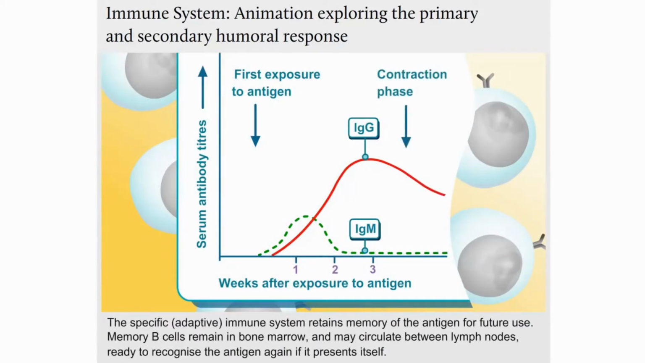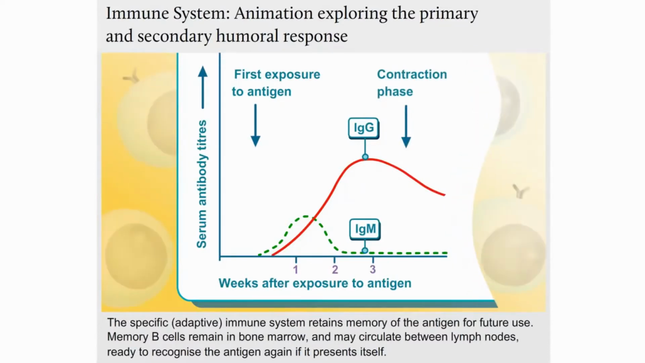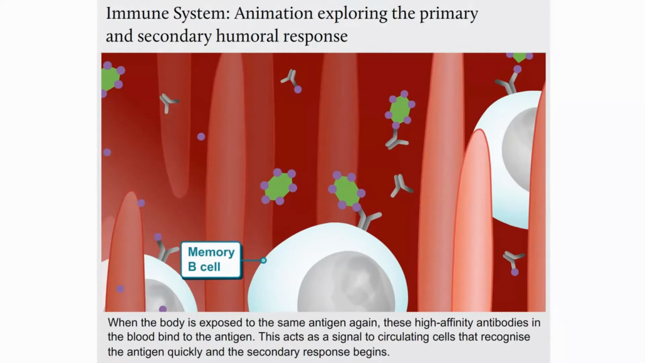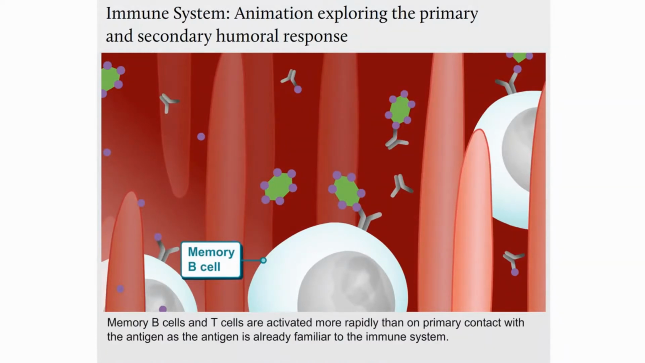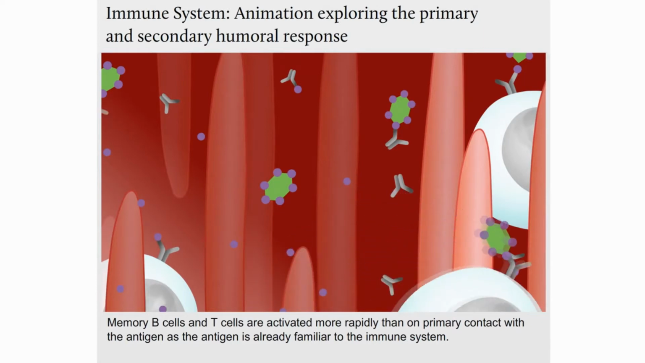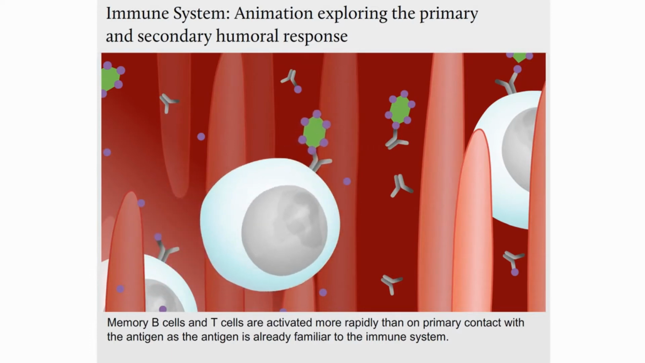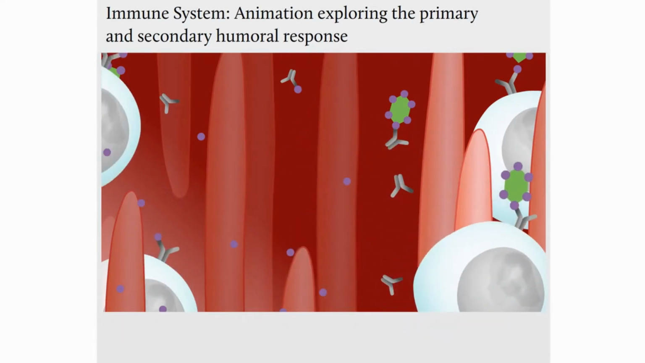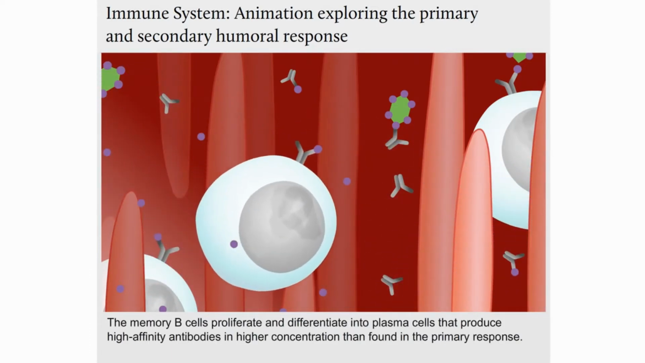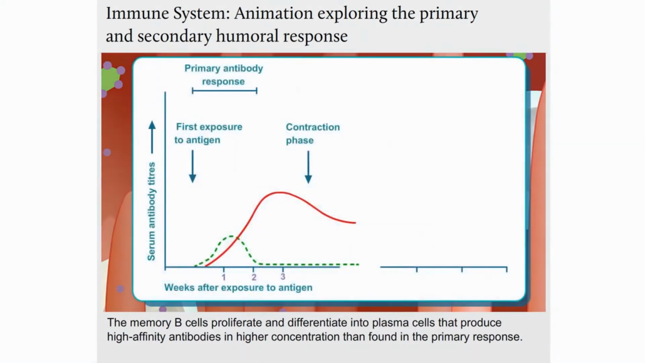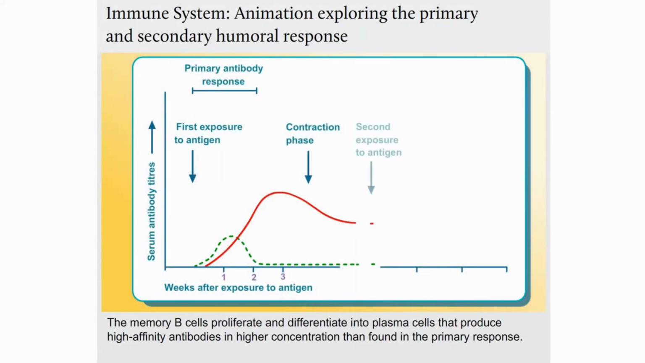The specific adaptive immune system retains memory of the antigen for future use. Secondary response begins. Memory B cells and T cells are activated more rapidly than on primary contact with the antigen, as the antigen is already familiar to the immune system. The memory B cells proliferate and differentiate into plasma cells that produce high-affinity antibodies in higher concentration than found in the primary response.